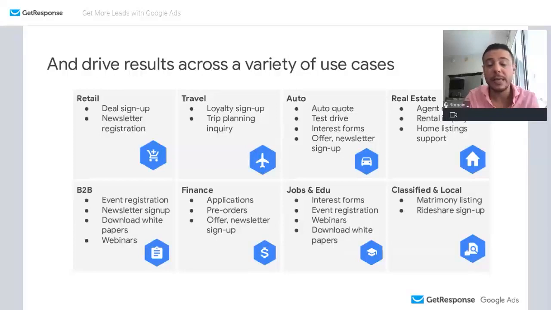Okay, so that solution is basically for pretty much every business, whether it's retail, travel, auto, real estate, classified local, jobs and education, finance, or B2B. You can use that form to generate newsletter registration, loyalty sign up, quote, agent requests, as I mentioned before with the real estate example, event registration, application, interest form. Pretty much everything. You know that better than we do. This is your own business, but you can adapt your marketing goal with this technology.